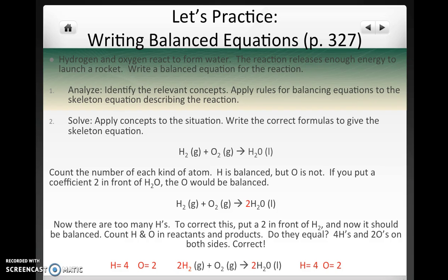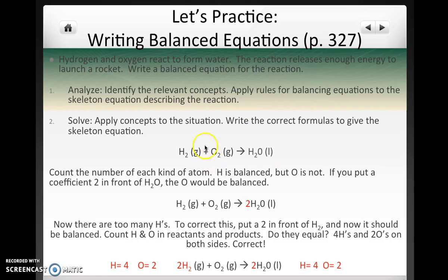All right, now practicing. So we start with hydrogen and oxygen. These react to form water. The reaction releases enough energy to launch a rocket, which we saw at the very beginning of 11.1 with the Hindenburg explosion. So now we want to balance this. So first, write down the skeleton equation. And then second, you're going to solve by trying to figure out what numbers to put in front to balance the atoms on both sides.